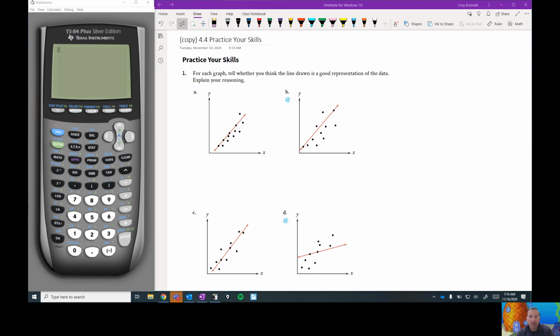4.4, practice your skills problems. Here we go. For each graph, we're going to tell whether we think the line drawn is a good representation of the data. Okay, so right off the bat here with this first one, I'm going to say no.